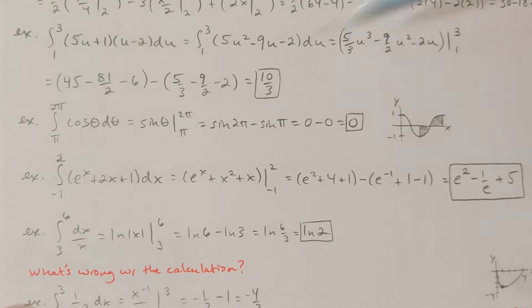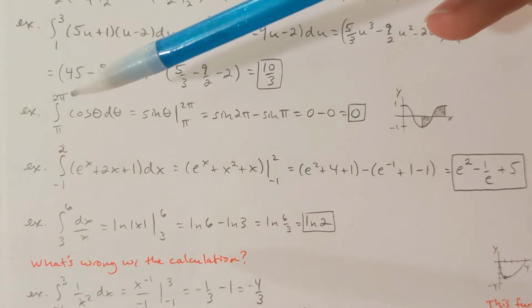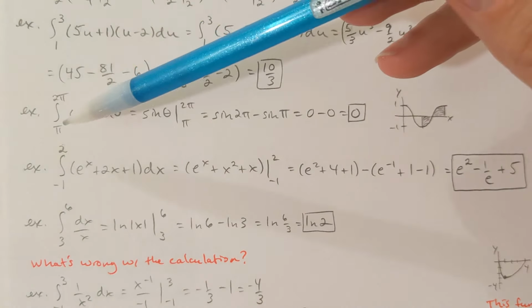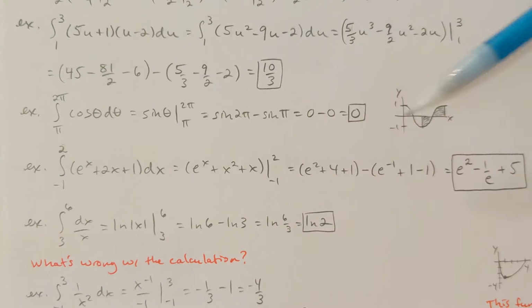Here's another example. Okay, suppose that we want to integrate cosine theta over the interval pi to 2 pi. Well, the antiderivative of cosine theta is sine theta, and we're evaluating sine theta from pi to 2 pi. Plug in the bounds. Sine of 2 pi is 0. Sine of pi is 0. 0 minus 0 is 0.